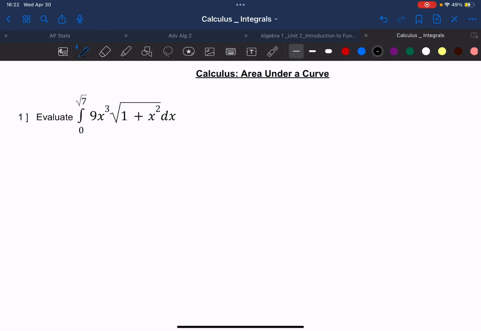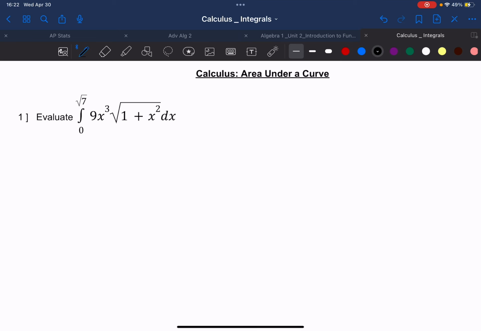Okay, so we're going to look at some examples of area under a curve, and this is following calculus curriculum. So the first one says, evaluate the integral from 0 to the square root of 7 of 9x squared times the square root of 1 plus x squared dx. So the first thing I'm going to do is prep this in order to start u substitution.